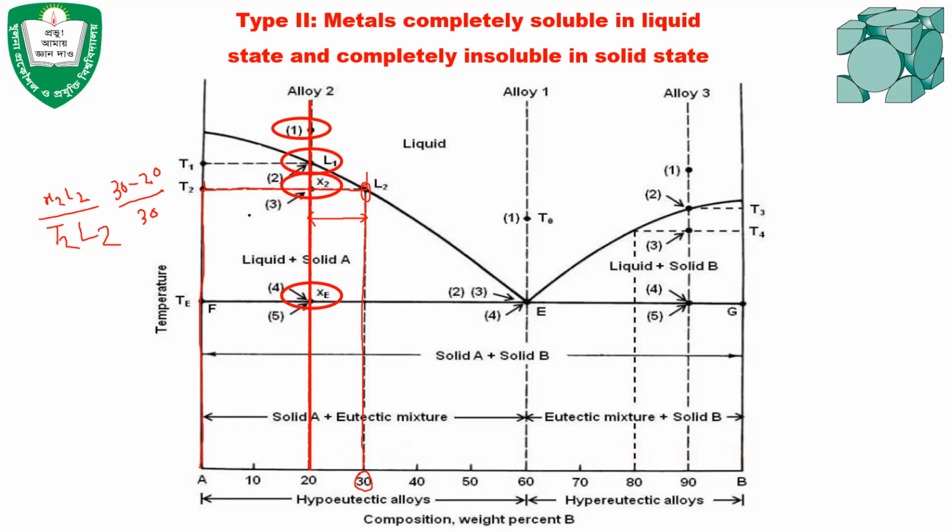But when you want to find out the relative amount of solid or relative amount of liquid, the rule says that it is a lever rule. That means opposite. When you want to find the percentage of solid or percentage of liquid, you have to apply the lever rule. That means if you want to find out the solid percentage, you have to consider the liquidus line. And if you want to find out the percentage of liquid, then you have to go to the solidus line. Did you understand my answer?